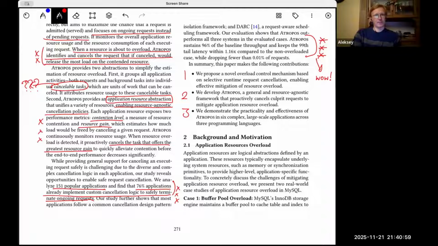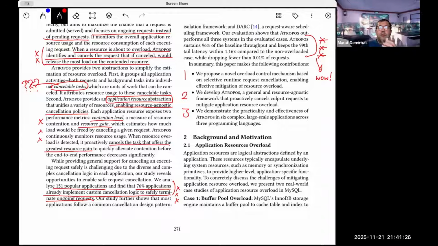Okay, background and motivation. Application resource overload. Application resources are logical abstractions defined by an application. These resources typically encapsulate underlying system resources such as memory or synchronization primitives to provide high-level application-specific functionality. To concretely discuss the challenges of mitigating application resource overload, we present two real-world case studies of application resource overload in MySQL. Case 1, buffer pool overload.